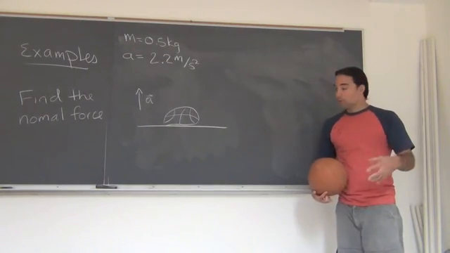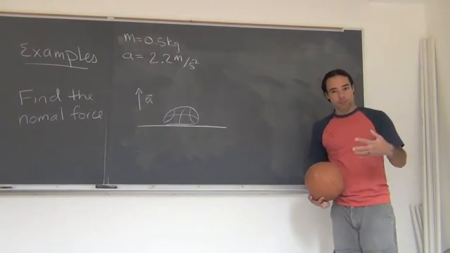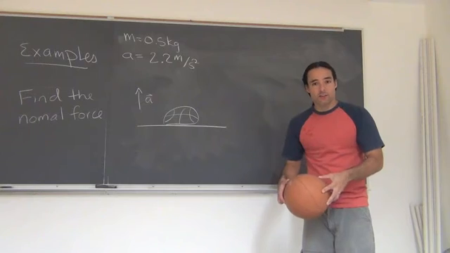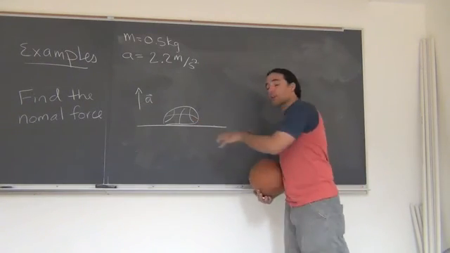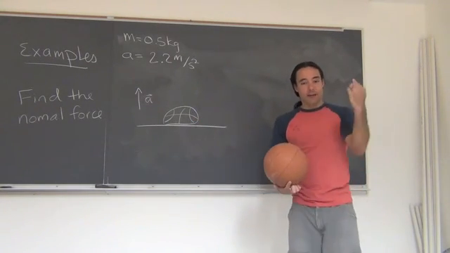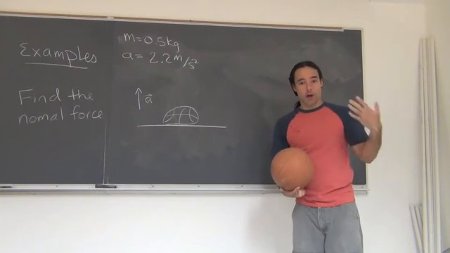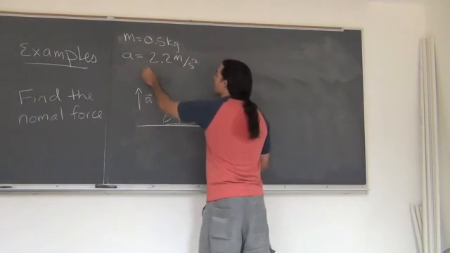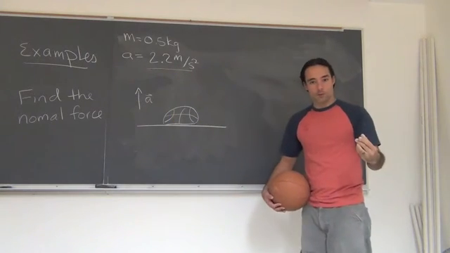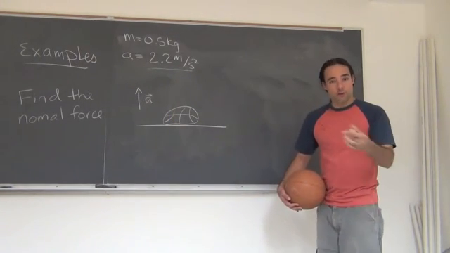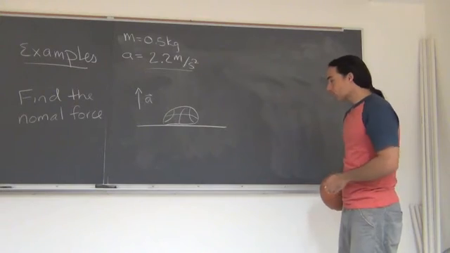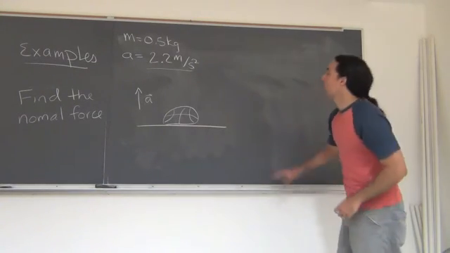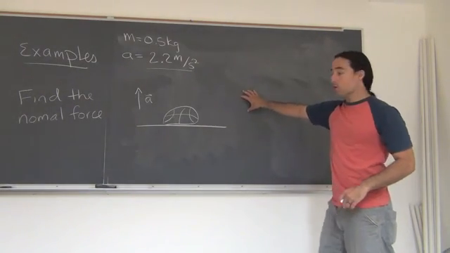Here's another example. Now I'm looking at the basketball mid-bounce. So it's right as it's hitting the floor. The basketball compresses, it smooshes, and the floor pushing up on it causes it to accelerate. So let's say I have an acceleration of 2.2 meters per second squared. We want to find the normal force again. So just get rid of this. We want to find the normal force.